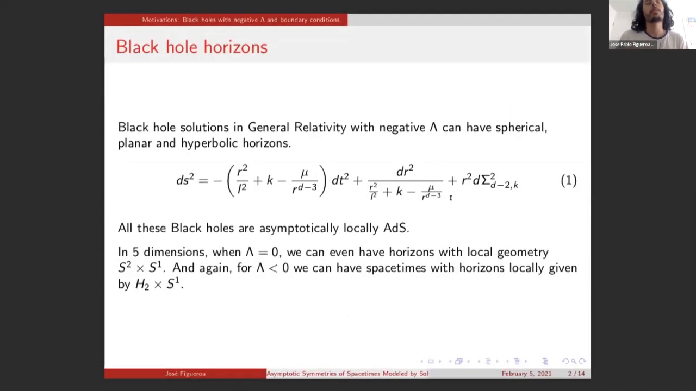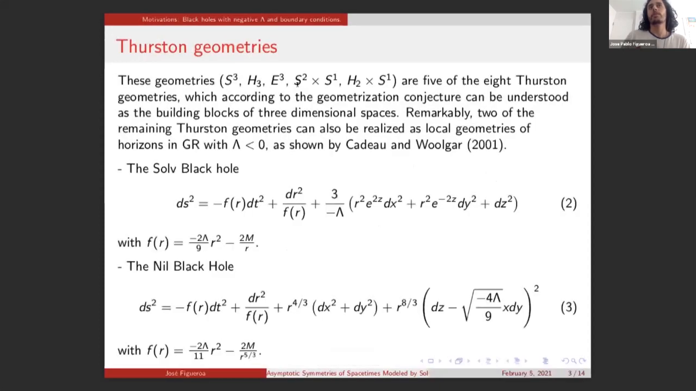First, let's recap. Black hole solutions in general relativity with negative cosmological constant can have spherical, planar and hyperbolic horizons. And all these black holes are asymptotically locally AdS. In 5 dimensions, we can also have black holes with horizon given by S2 times S1 and by the hyperbolic space times S1. All these geometries I mentioned are 5 of the 8 Thurston geometries, which according to the geometrization conjecture can be understood as the building blocks of 3-dimensional Euclidean spaces.